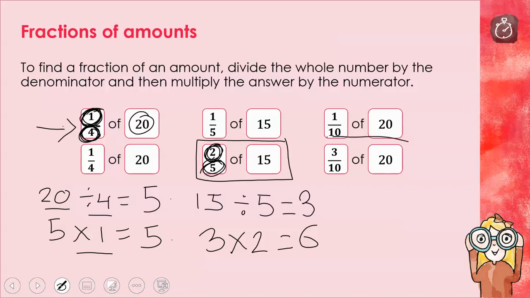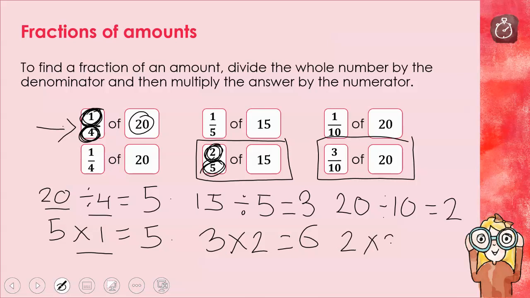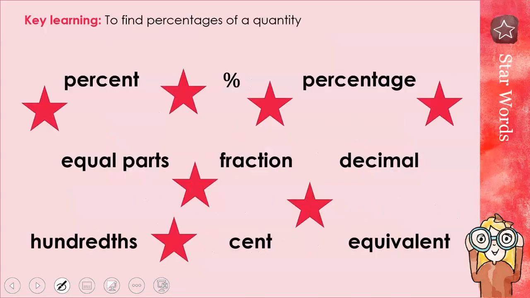Let's have a look at this question. So I'm finding 3/10 of 20. Step 1, divide the whole number by the denominator. Step 2, multiply that answer by the numerator. Feel free to pause now and refamiliarize yourself with these star words.